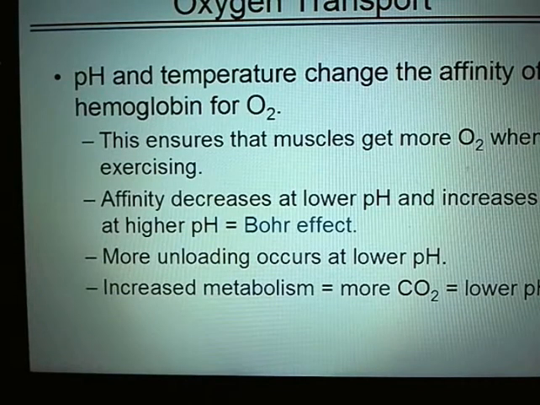pH changes the affinity of hemoglobin for O2. This ensures muscles get more O2 when exercising. Affinity decreases at a lower pH and increases at a higher pH. The Bohr effect: at a lower pH, you're using energy and producing more carbon dioxide. Carbon dioxide combines in the blood to form carbonic acid, which drops the pH a little bit. This allows more oxygen to be released.